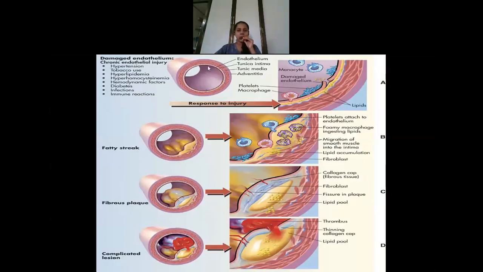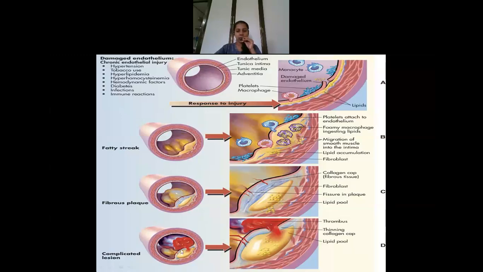So this is the figure. You can draw this figure, and you can mark a few things, not all the things. In stage 1, fatty streak, what is important over here is migration of smooth muscle into the intima. You can mark the lipid accumulation, platelets and all. In the fibrous plaque, what is important? Collagen cap, you should not forget, and even the fibroblast.